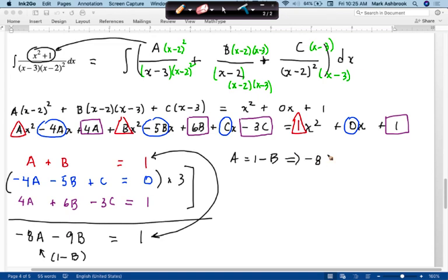Minus 8 times 1 minus B minus 9B equals 1. So that gives me negative B on this side, minus 8. Let me check my math again here. So negative B equals 9. So B, I think B is negative 9. I don't think that's right. Did I blow this somewhere? That's what you got? I just remember this having fractions for answers, but so what would A be? 10?